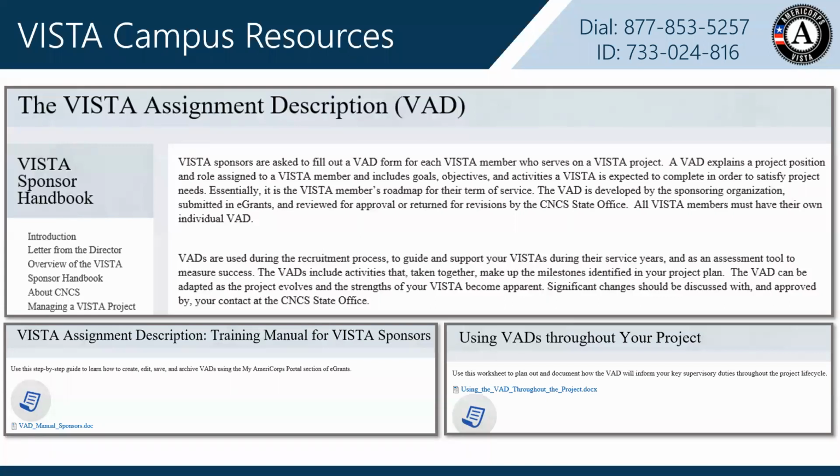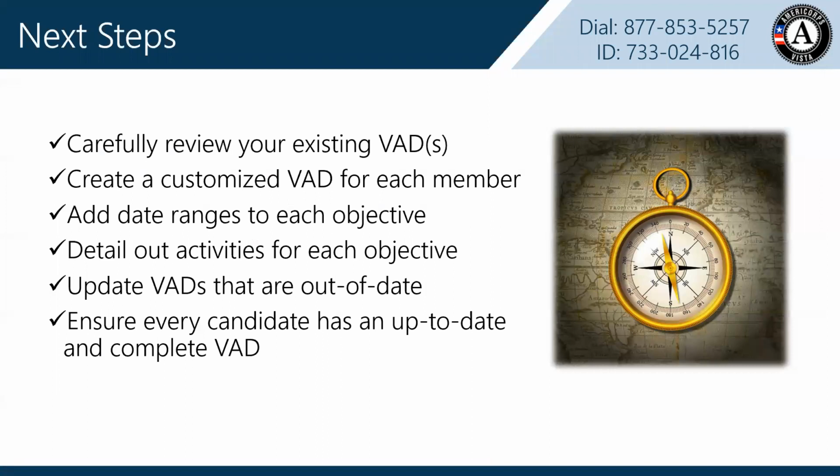So moving on to the next steps, I'll ask Kathy, what's the first next step that we would like to provide to our attendees? As you're thinking about your next steps, review your existing VADs with a critical eye to make sure it only contains capacity building activities. Create a customized VAD for each member to help them understand their specific activities. Add the date ranges to each objective to give you and your VISTA members an idea of when things should be completed.